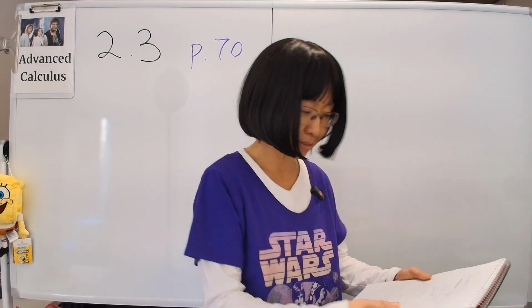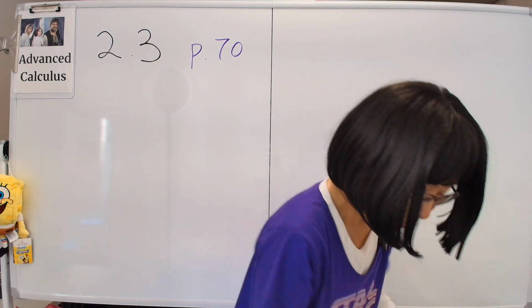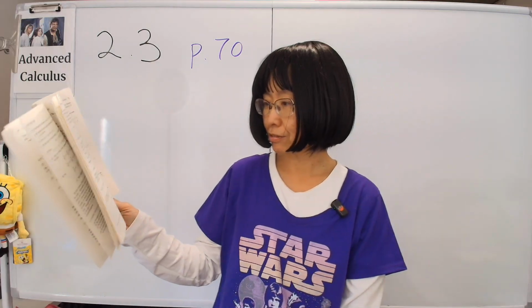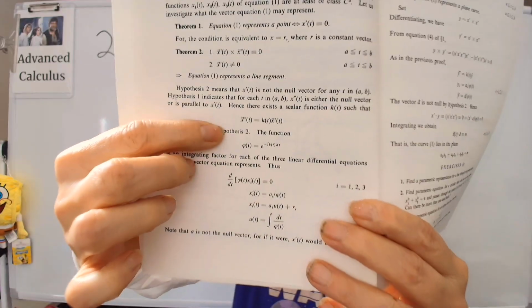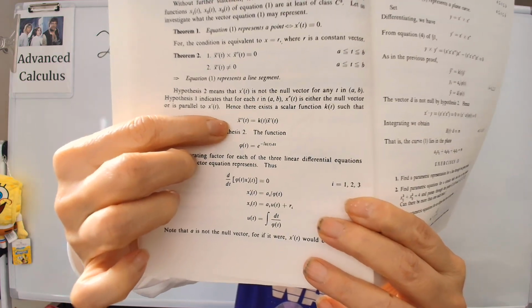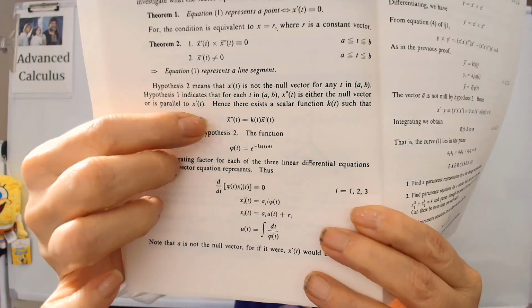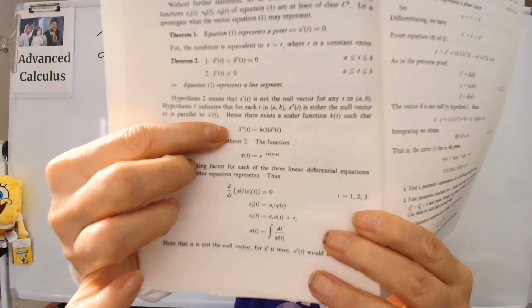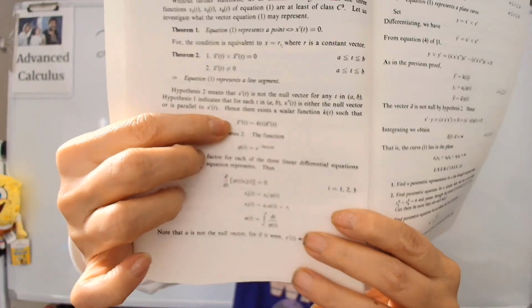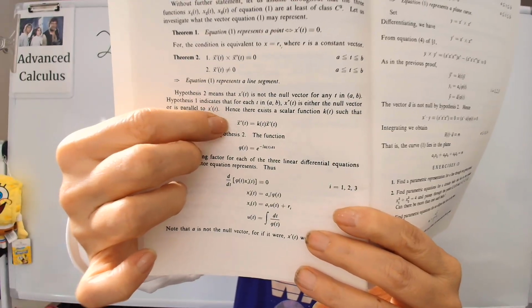order differential equations. First let me show you what equation. Oh yeah, here's the equation we're solving: x double prime equals k of t times x prime. So this is a first order equation because we will solve for x prime first.